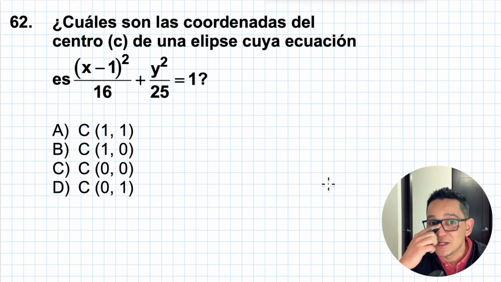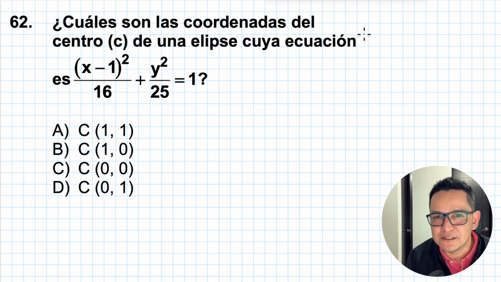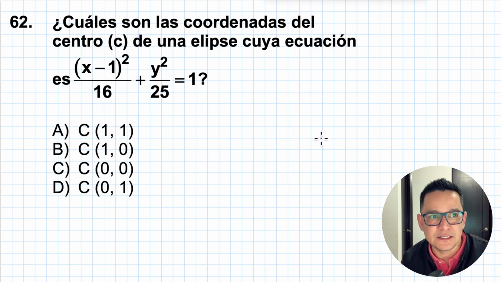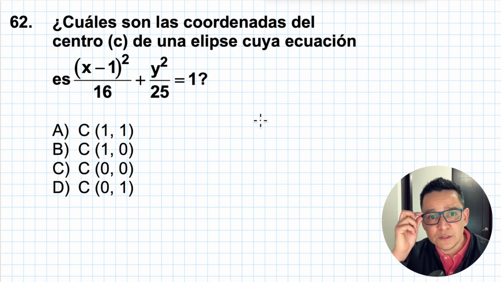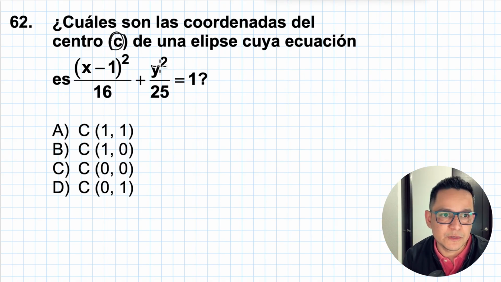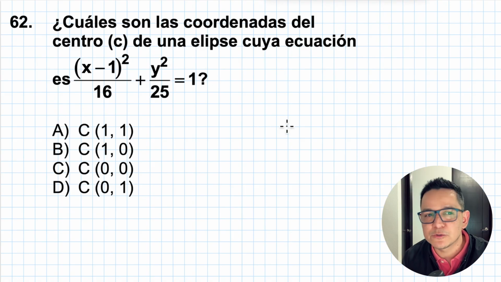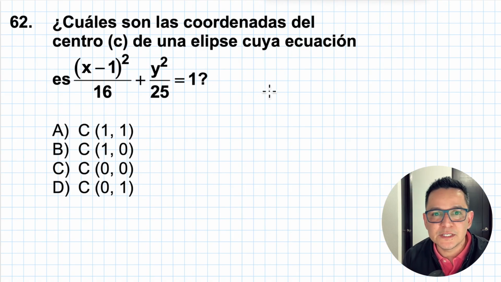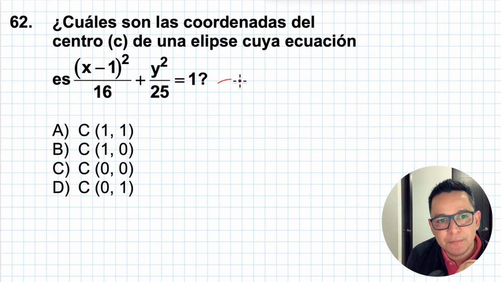Let's move on to number 62. I think this is one of the hardest ones in the Analytic Geometry Guide. What are the center's coordinates? They wrote it lowercase, huh? Usually, we use uppercase. Of an ellipse whose equation is, well, here we have the equation of the ellipse. Look, let's write the equation of our ellipse here. The equation of the ellipse.